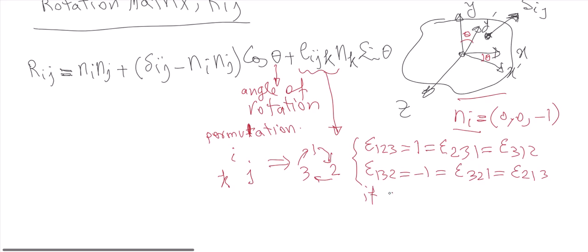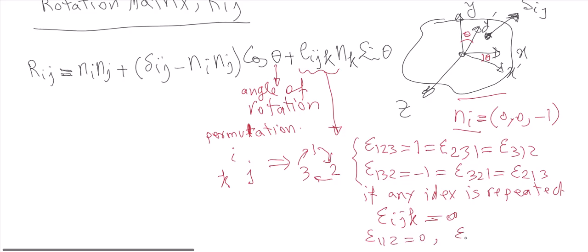If any index is repeated, then epsilon ijk is 0. So for example, epsilon 1, 1, 2 is 0. Epsilon 1, 2, 2 is 0, etc. If any index repeats itself, then it is 0. Otherwise, it is, as I explained, 1 or minus 1. And sine theta and cosine theta are obvious. And this is the Kronecker delta.